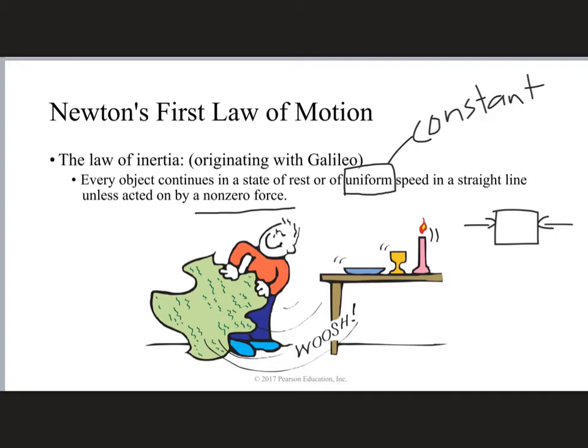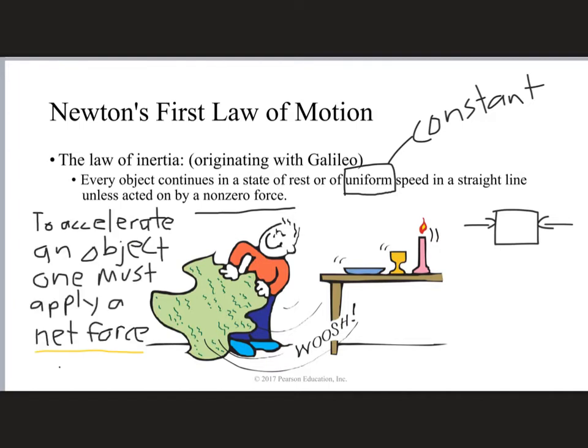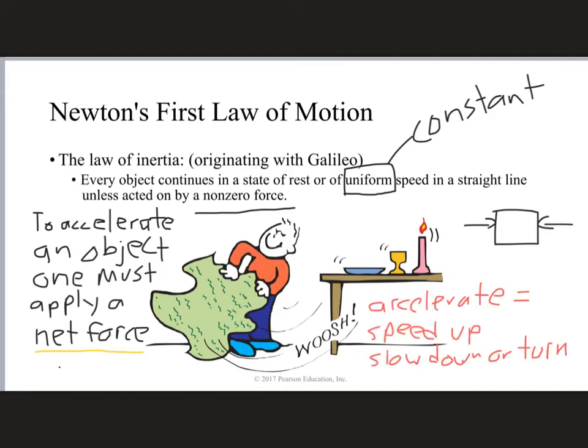So I like to give a different formulation of Newton's first law. I like to say it this way. Okay, we can say to accelerate an object, one must apply a net force. That is a non-zero excess force. To accelerate an object, one must apply a force. What do we mean by accelerate? Remember, when we say accelerate, we mean speed up, slow down, or turn.